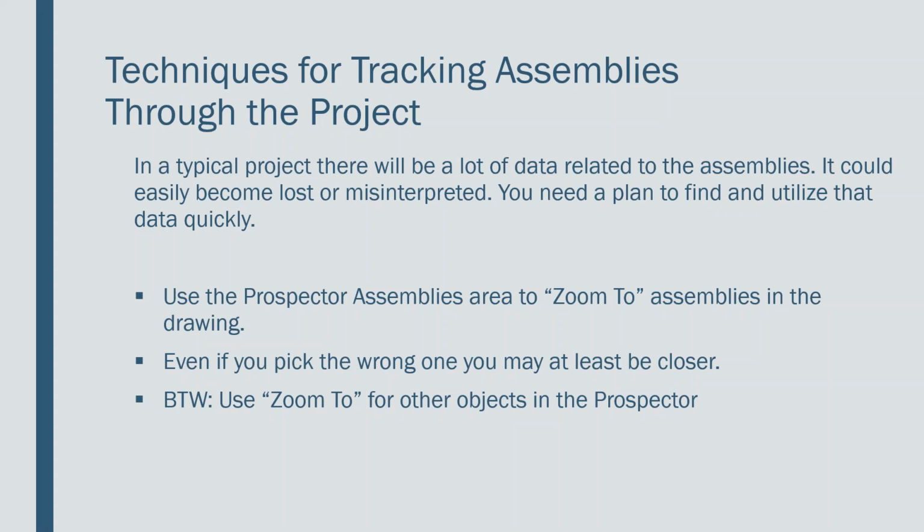And that is that in the Prospector, the assemblies area, you can right-click on the assembly you're looking for and zoom to that assembly in the drawing. Now, even if you pick the wrong one, or what I would prefer to say as one that's in the neighborhood but you weren't sure the name of, if you pick the wrong one and zoom to that, at least you'll be closer. You'll be where the stack of assemblies is located.